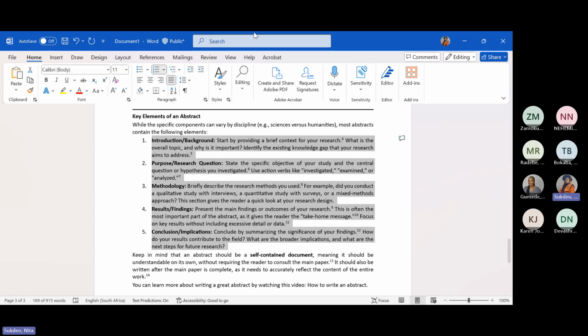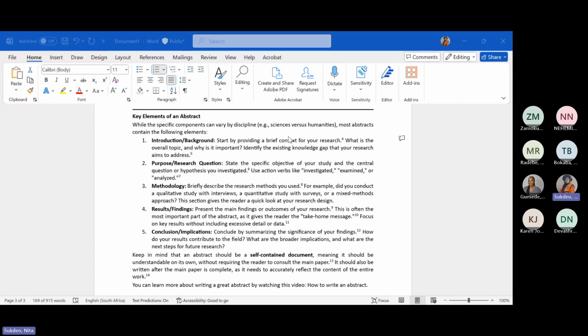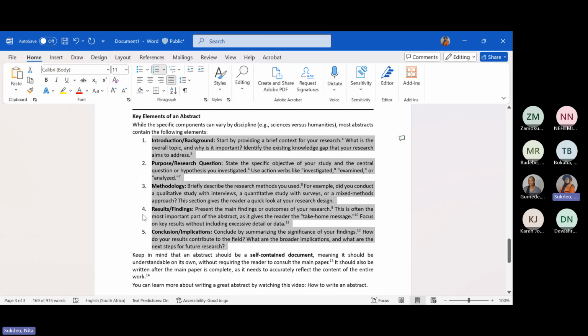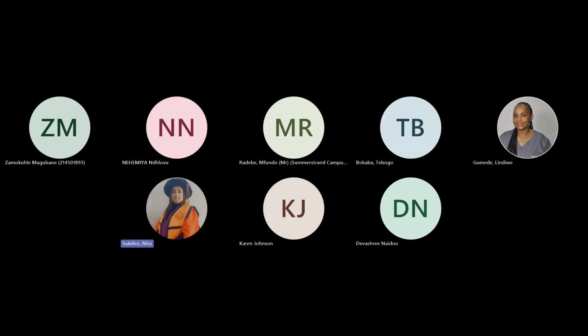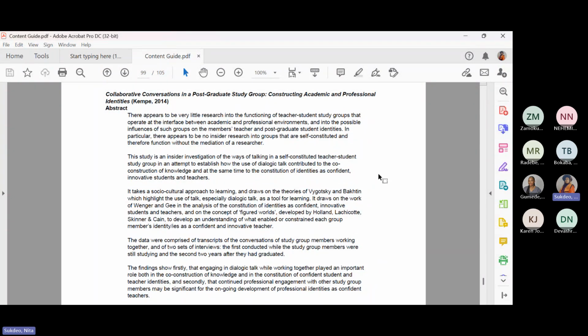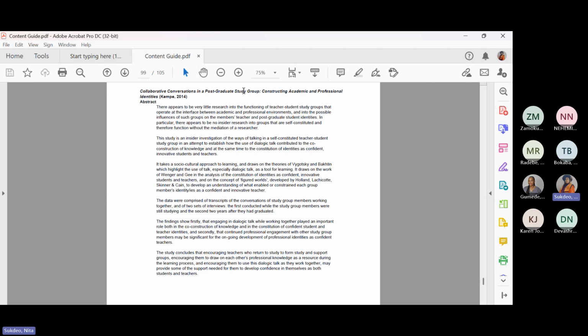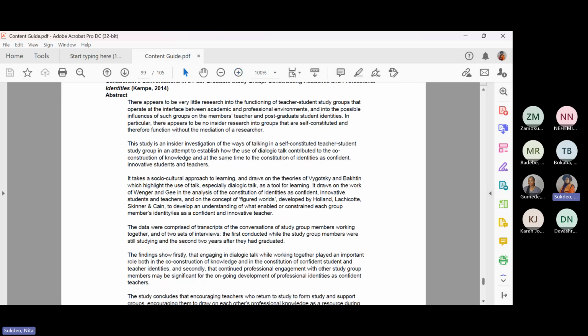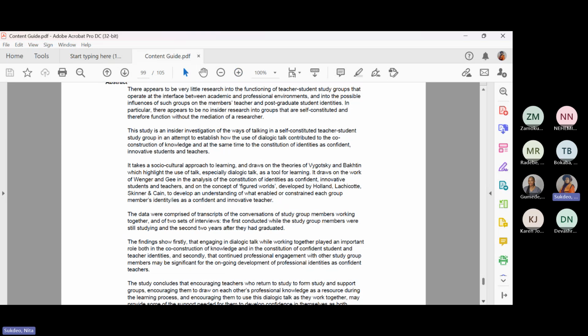Now, in your workbook, you have an example, and let's see whether this example has 1, 2, 3, 4, 5. Let me go to sharing. Here's an abstract that's been given to you in your content guide on page 99. Excuse me. Now, looking at those 5 aspects that you're supposed to have, right? So this is an abstract that was developed. I hope you all can see it and it's not too small. Let's look at it, right?